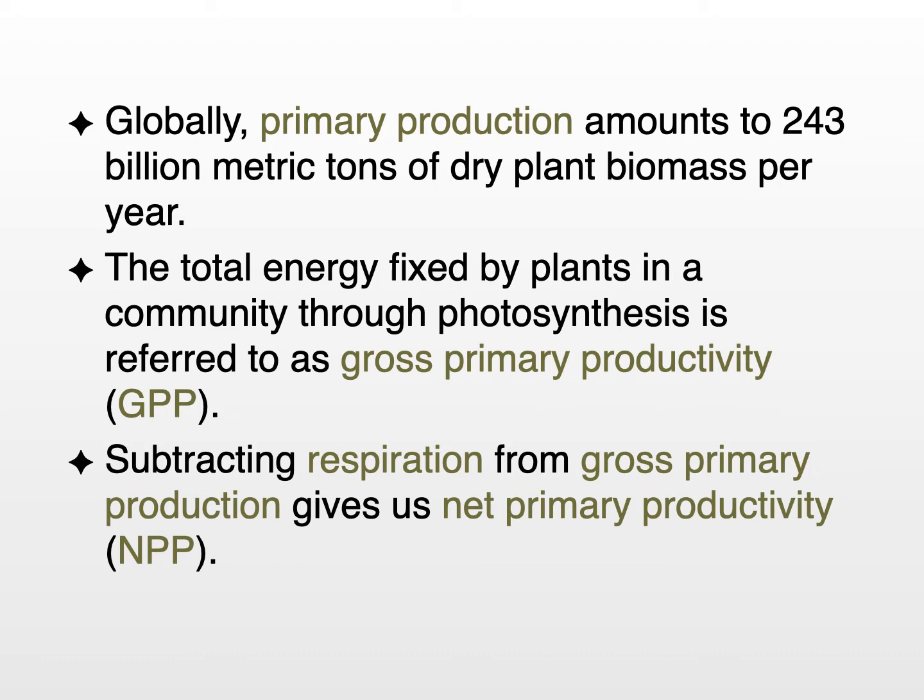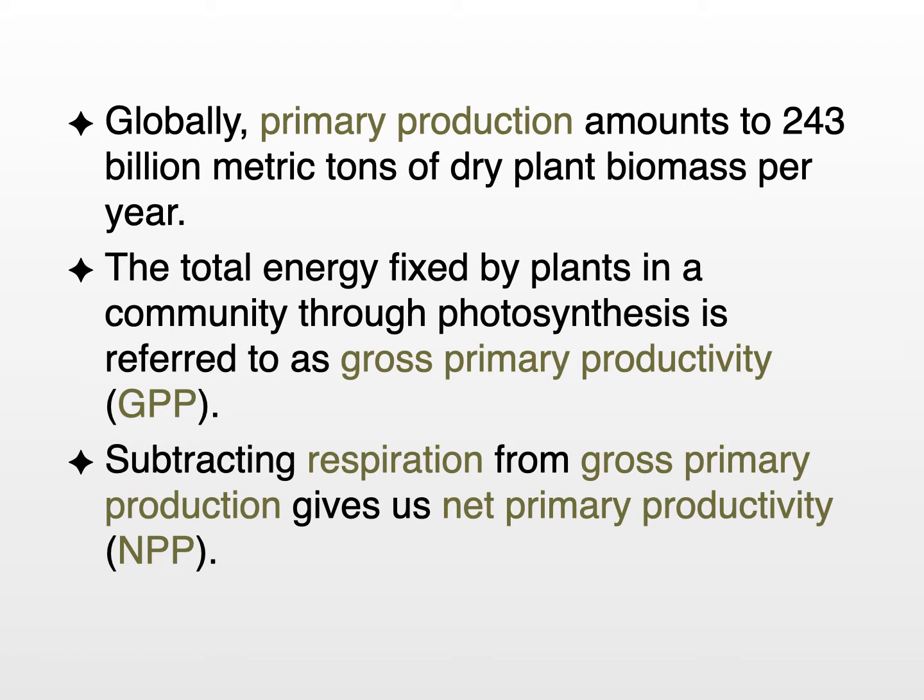The total energy fixed by plants in a community through photosynthesis is often referred to as gross primary productivity. Now, gross primary productivity doesn't represent what you actually measure in the field, because there are losses due to respiration. Plants have to respire just like animals, and that respiration uses some of the byproducts of photosynthesis that are produced. The glucose, it uses some of that in metabolism to produce other organic molecules and to just carry out metabolic activities.